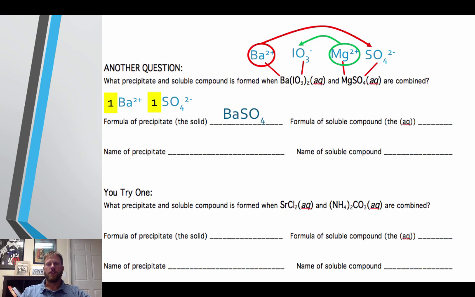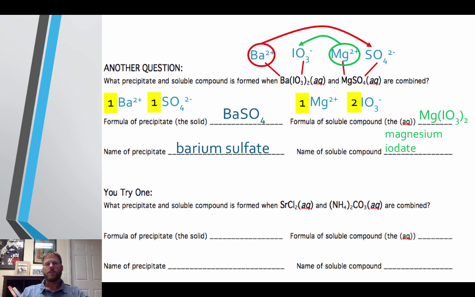So then let's consider the soluble substance, which was magnesium ions and iodate ions. What would the formula for that be? Well, to balance the positive 2 charge on the magnesium, you would need 2 iodate ions. So we need 1 magnesium ion, 2 iodate ions. So the formula would be Mg(IO3)2. And the names of these products would be barium sulfate and magnesium iodate.